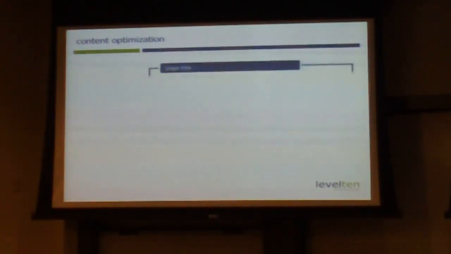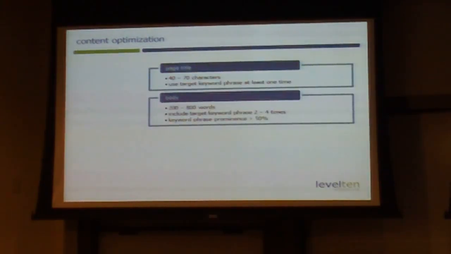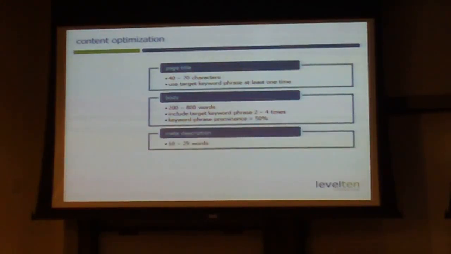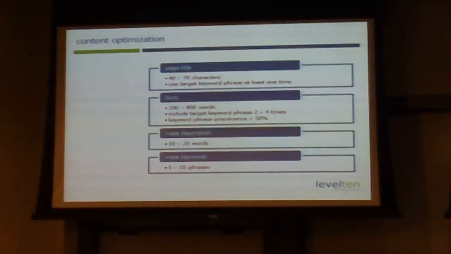Then, of course, once you've got your keywords figured out for a piece of content, we need to optimize it. Years ago, when we used to do training, we would give people a checklist like this. Make your page title so many characters. Use your targeted keyword phrase at least one time, put it towards the beginning. Make your body 200 to 800 words, this kind of thing. If you've been doing SEO, you've probably used some guide like this.